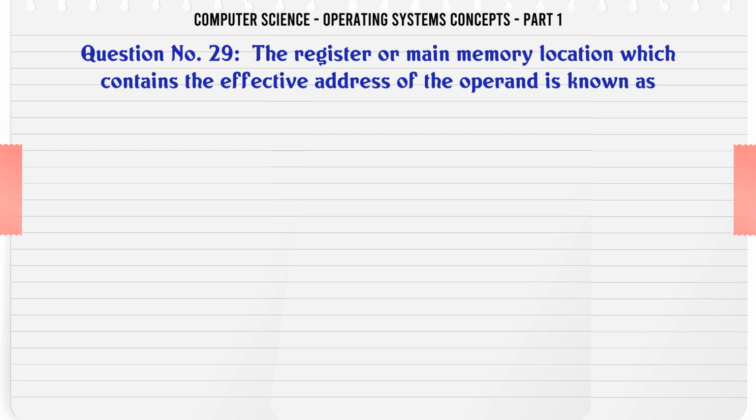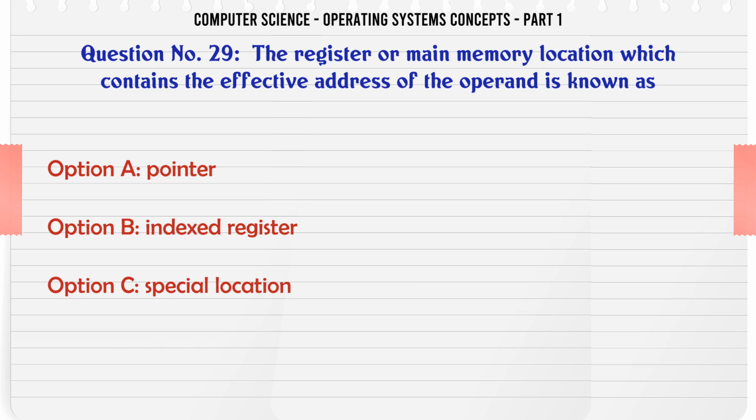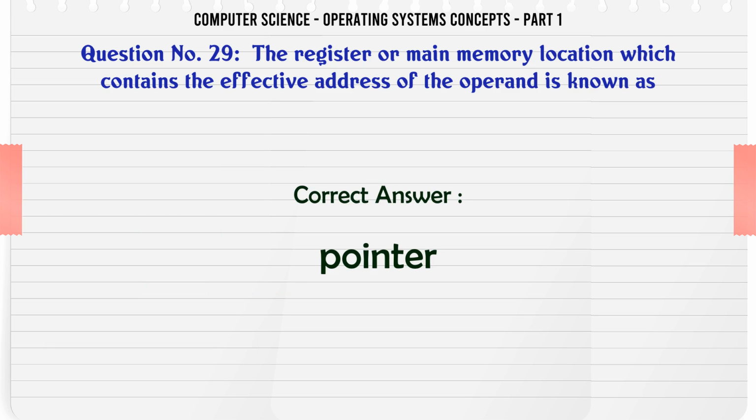The register or main memory location which contains the effective address of the operand is known as A. Pointer. B. Indexed register. C. Special location. D. Scratch pad. The correct answer is pointer.